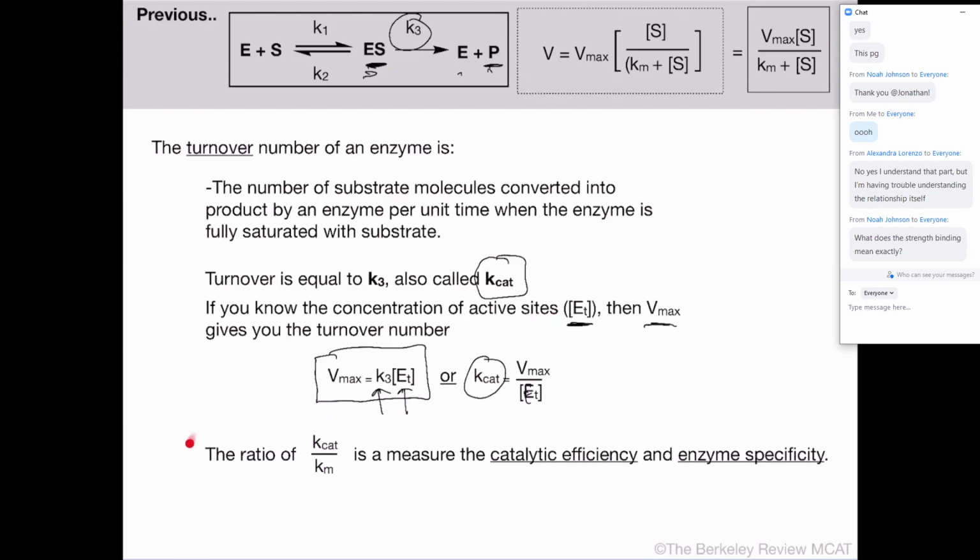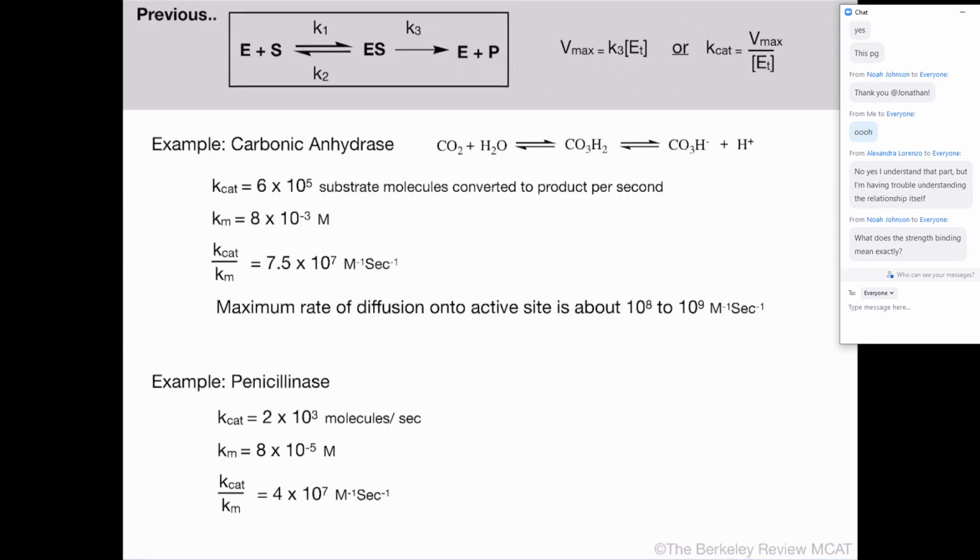And so you get this ratio of Kcat over Km, which is a measure of its catalytic efficiency and enzyme specificity. Okay, so to try to answer your question, Noah, what does the strength of binding mean? It means how specific and how efficient is my enzyme? How well is my enzyme going to perform? That's what the number Km is trying to tell you. Okay.